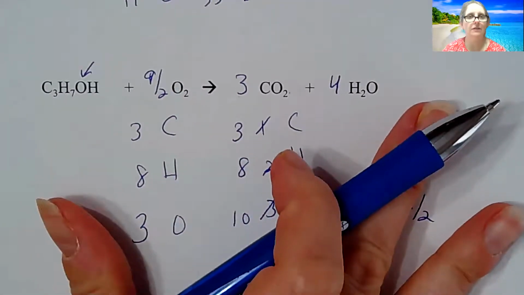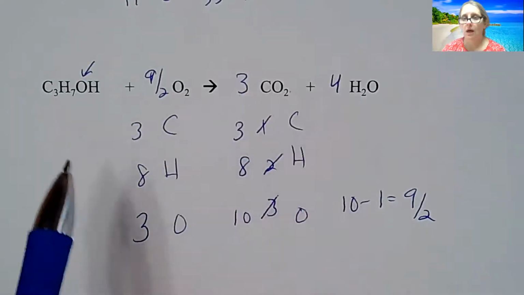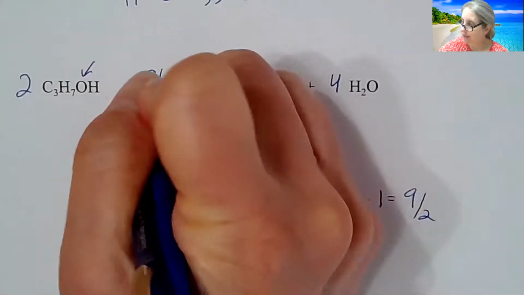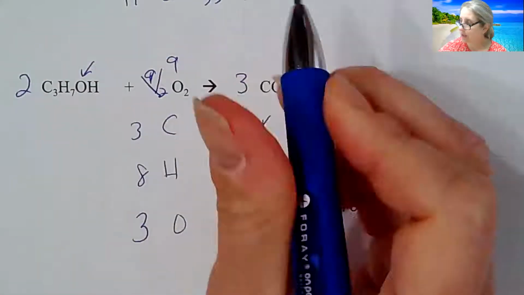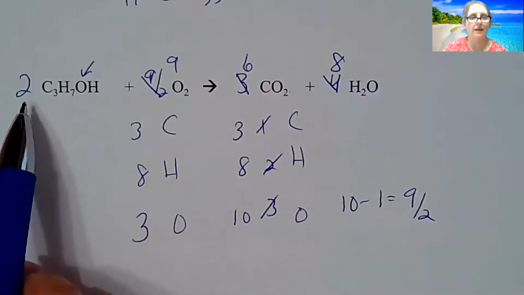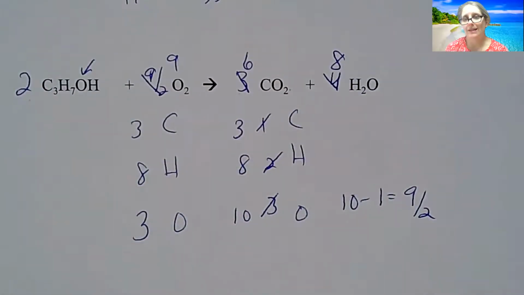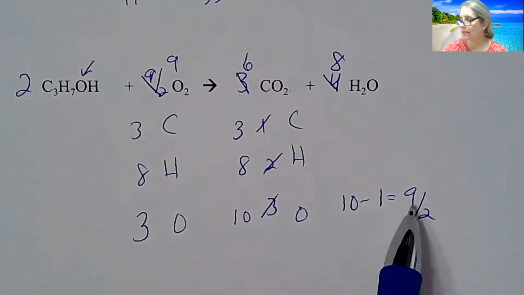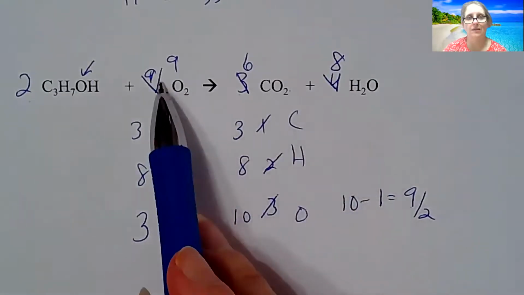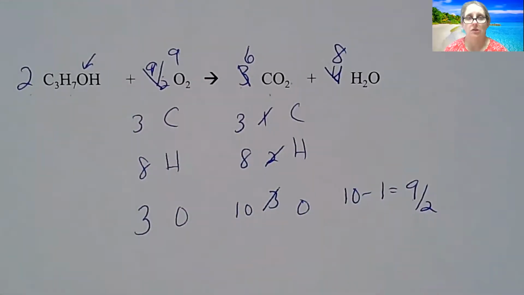But I don't want to leave it in the fraction form. So what I'm going to do is multiply everything by 2, and that will get me to my correct balancing. So I'm going to put a 2 there, put a 9 there, make that a 6, and make that an 8. So my correct balancing is a 2, a 9, a 6, and an 8. So that's what I do. Again, if you just recognize that this is an odd number, you could just put the 9 in front of it and then double everything else. That would be a way to do it.